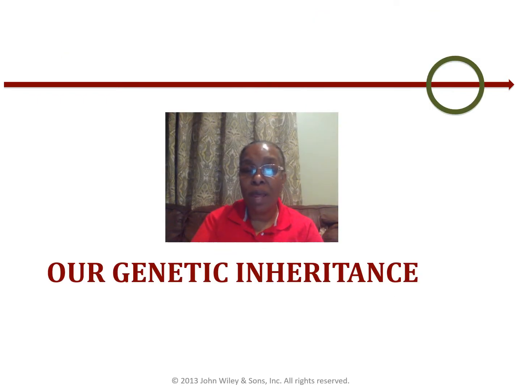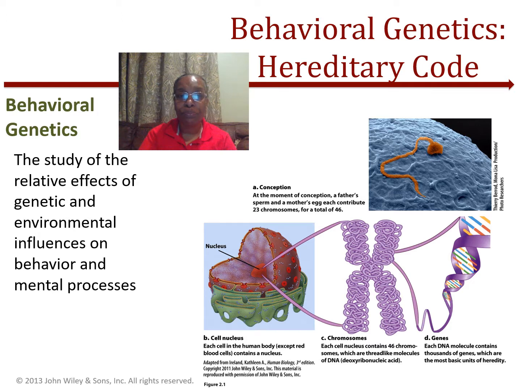We're going to start talking about our genetic inheritance. When we talk about behavioral genetics, we're talking in terms of the hereditary code. This is the study of the relative effects of genetic and environmental influences on behavior and mental processes. Genes are one of the most important basic building blocks of our biological inheritance. Each of our human characteristics and behaviors is related to the presence or absence of particular genes, which control the transmission of our traits.